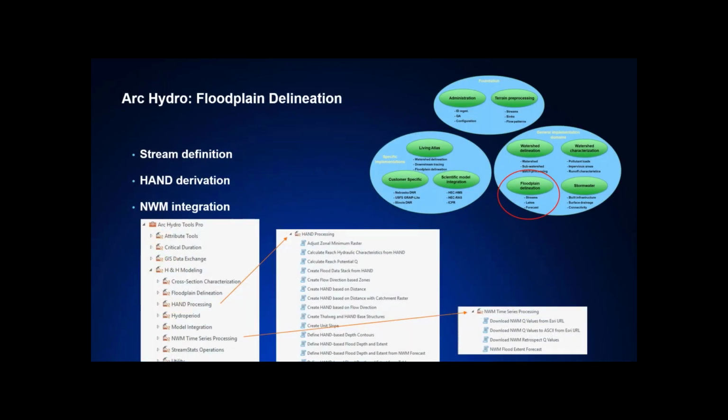The hand processing capabilities are captured within the hand processing toolset in ArcGIS. Besides those tools, we have tools for integration with the national water model, so you can string together the full workflow, starting from the raw topography and hydrography to forecast model integration and impact assessment. And with that, I'll transfer it to Cade, who will show some of these tools and workflows in action.